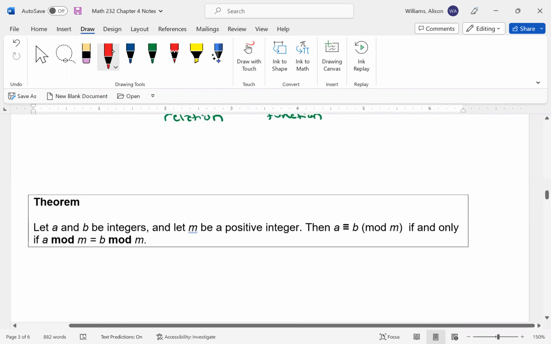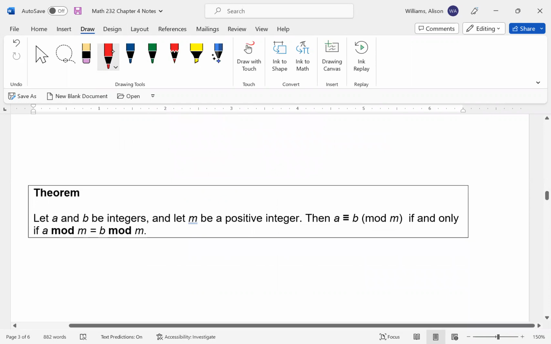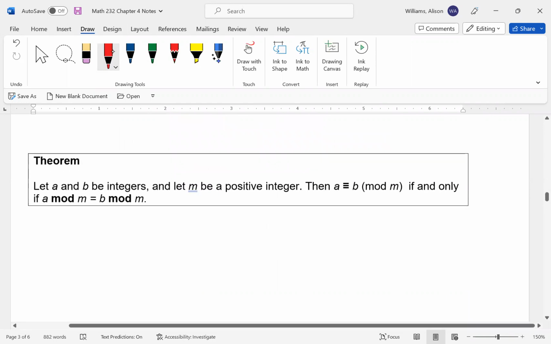All right, let's look at another theorem. We're going to do several theorems and proofs in this, and this is good practice as we build towards theorems and proofs. Let A and B be integers. Let M be a positive integer. Then A is congruent to B mod M if and only if A mod M equals B mod M. In other words, their remainders are equal. We just kind of finished saying that, but this statement spells it out very straightforwardly. Thankfully, the proof is very straightforward as well.